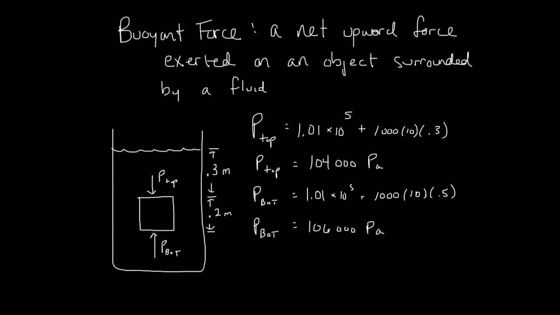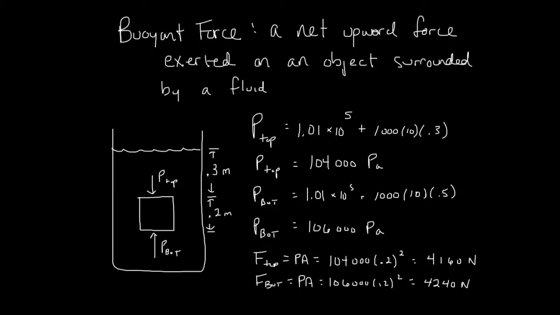When I do that, I find that the pressure on the top is 104,000 pascals and the pressure on the bottom is 106,000 pascals. Now I'm going to find the force on the top and the force on the bottom by multiplying by the area of the bottom and top. When I do that, I find that the force on the top is 4,160 newtons pushing down, and the force on the bottom is 4,240 newtons pushing up. So I have a net upward force of 80 newtons, and that is what we call our buoyant force. So our buoyant force in this case ends up being 80 newtons. There's a net upward force of 80 newtons.